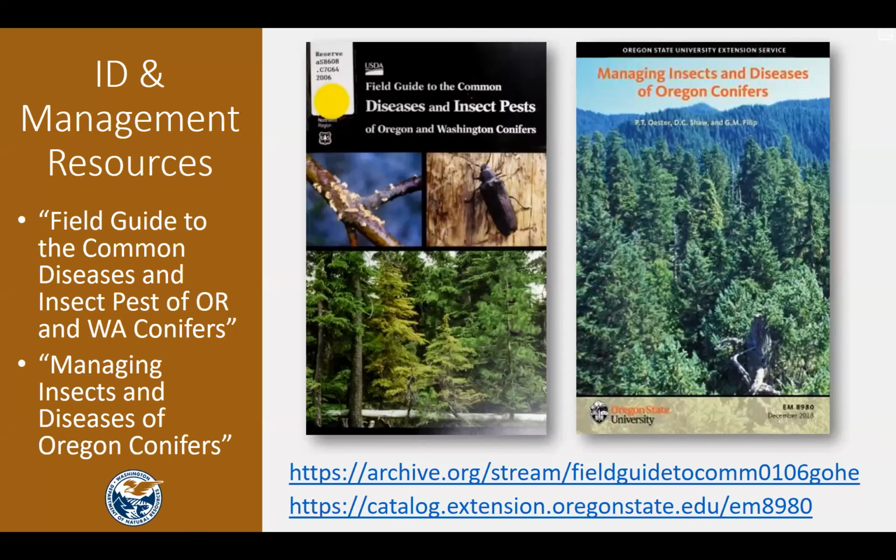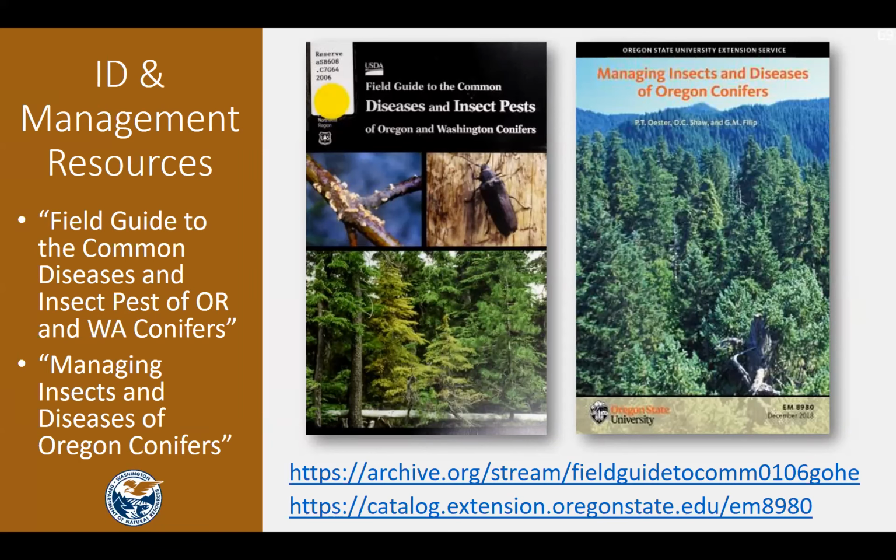Okay, so with that, I'm just going to end by pointing you towards two resources that I'll try to throw into the chat right after this. The first is the one I mentioned yesterday. This is the best one for ID, the Field Guide to Common Diseases and Insect Pests of Oregon and Washington Conifers. They have a root rot section in there, and they also have that great chart I referenced earlier that shows what tree species are most susceptible to which root rot diseases.